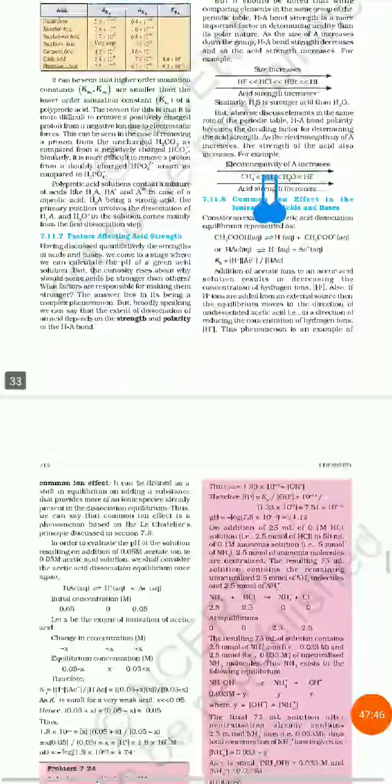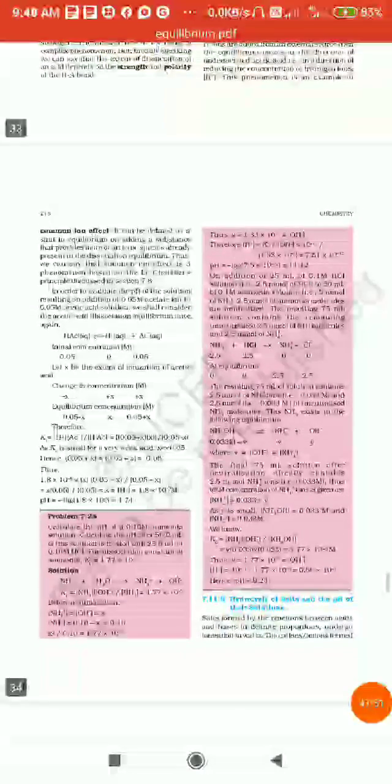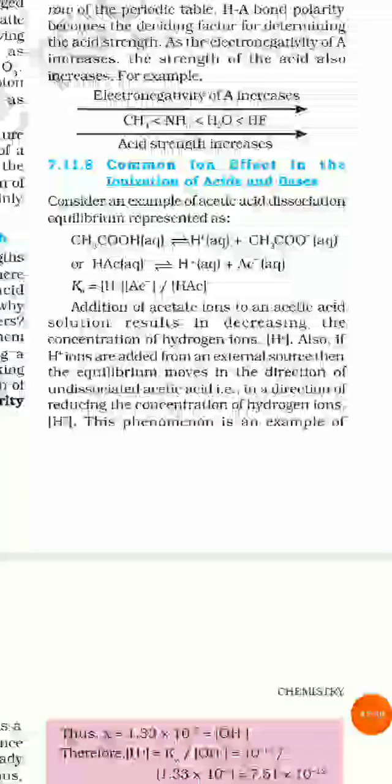So the last point, this point I will conclude. Just look at it; this concept alone we will discuss. The next one, hydrolysis of salts in the pH solution, we will see in the next class. Look at this concept alone.